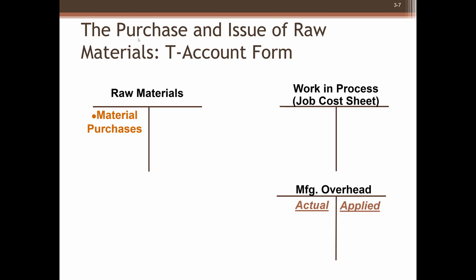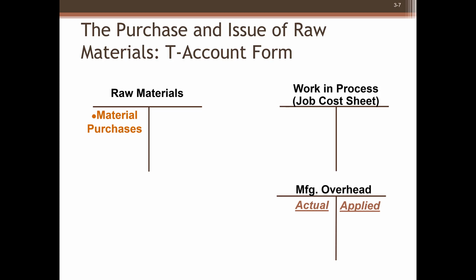When the company has purchased the materials, we debit raw materials. Keep in mind, this is an inventory account. This is an asset. So asset increases, we debit. We debit materials purchases. We credit the payable account or cash. Let's assume the company does not pay cash, but just incurs a liability, so we should credit accounts payable.